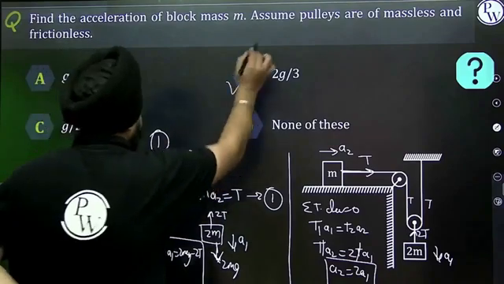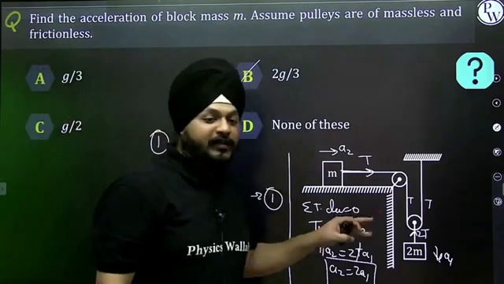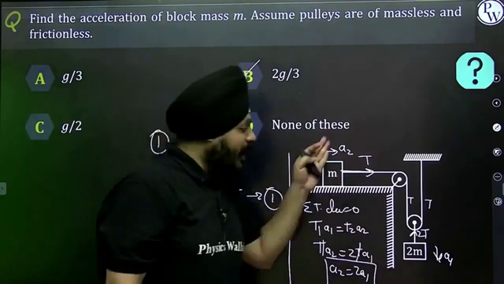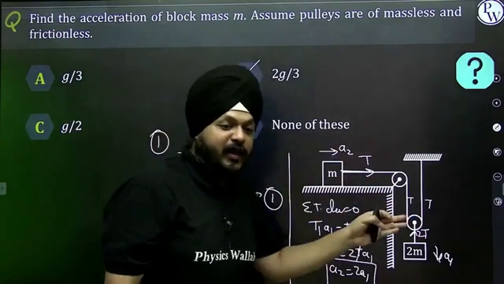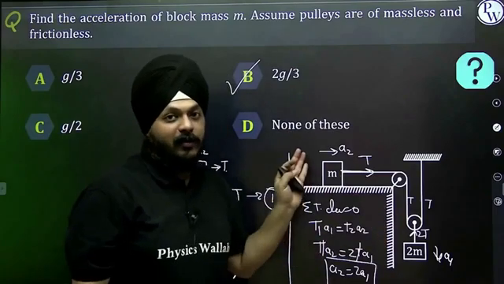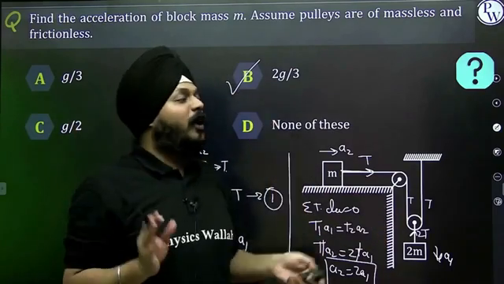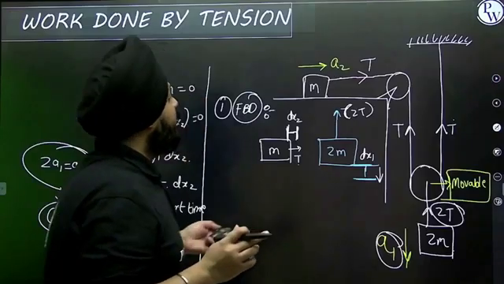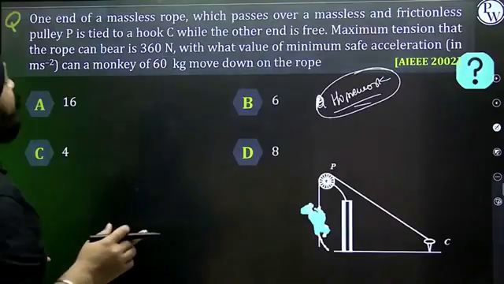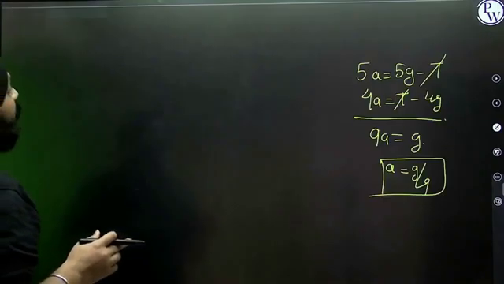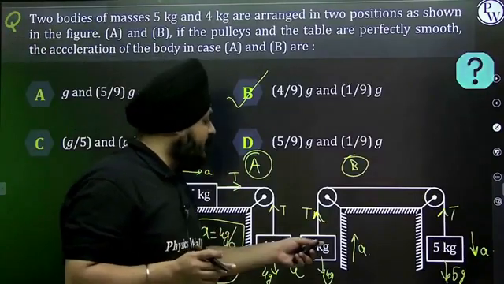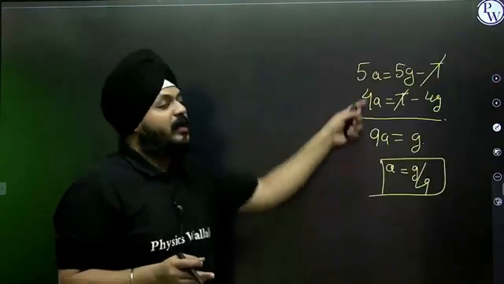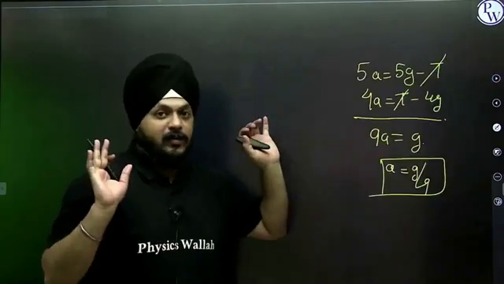In fixed pulleys, the acceleration of both were the same. In the case of movable pulleys, in the constraint relation, the accelerations of both are different. In the case of simple pulleys, this is the acceleration of first and second, both are equal. We were just comparing the equations and getting the answer.